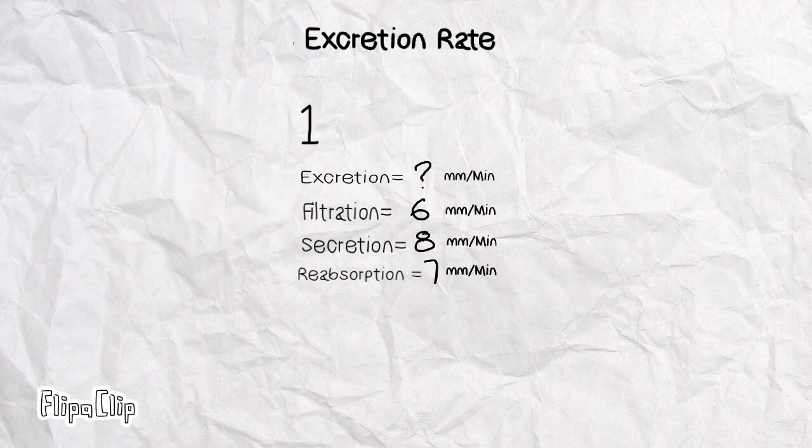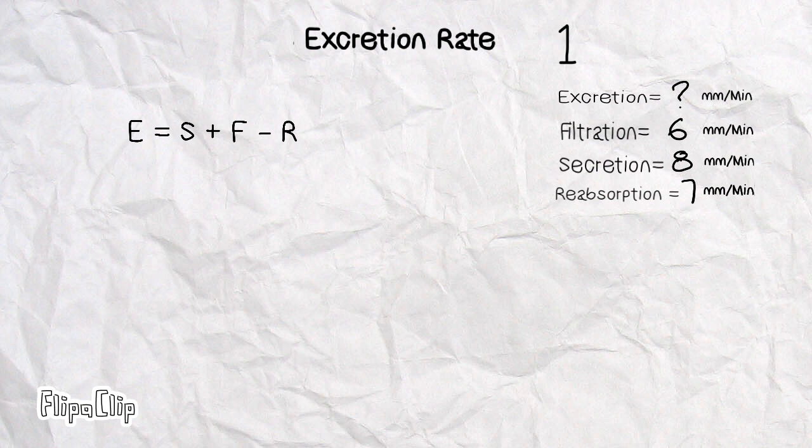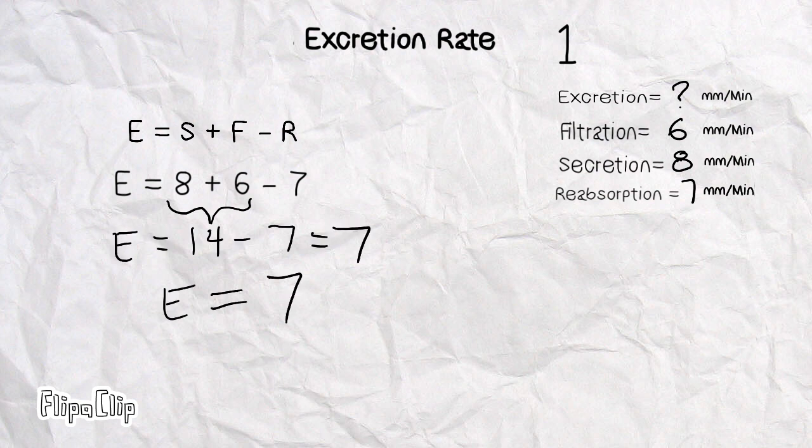Number 1. First, let's get our formula, then let's plug things in. Now, let's do the math. 8 plus 6 equals 14. 14 minus 7 is 7, so the excretion rate is 7.